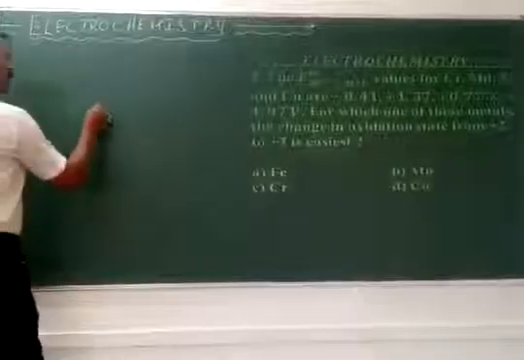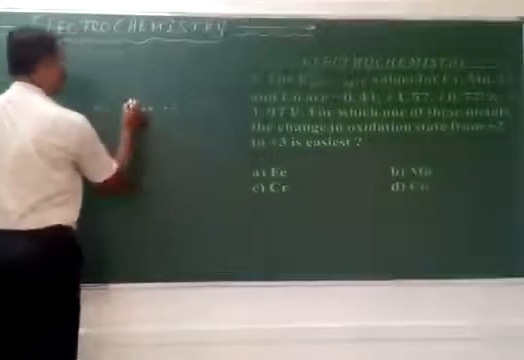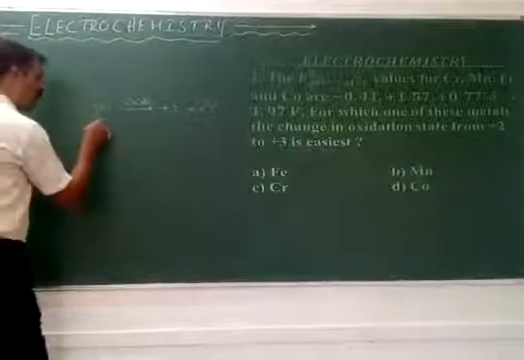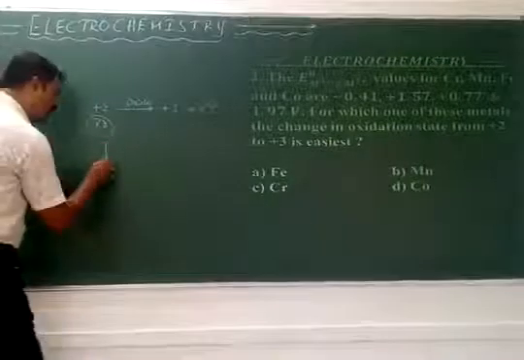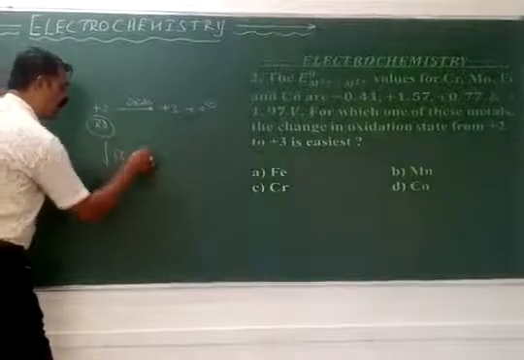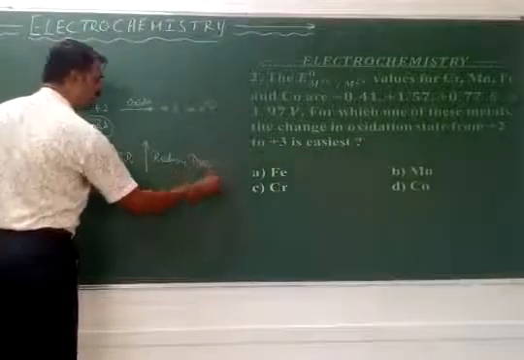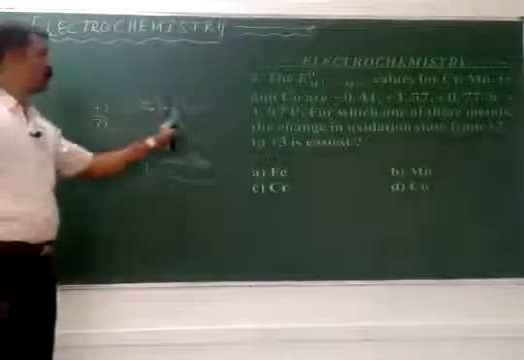For which of these metals is the change in oxidation state from plus 2 to plus 3 going to be the easiest? Plus 2 to plus 3 is done by the loss of electrons. The process is called oxidation. If it is oxidation, it has a reducing agent. Lesser the SRP, better is the reducing property.